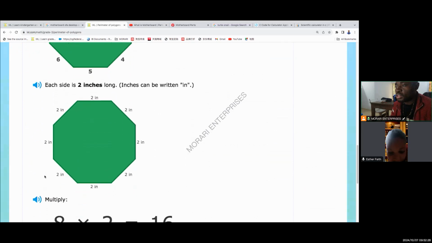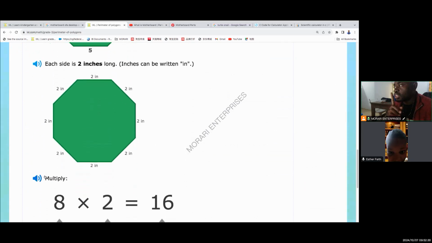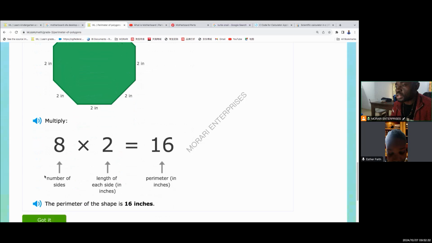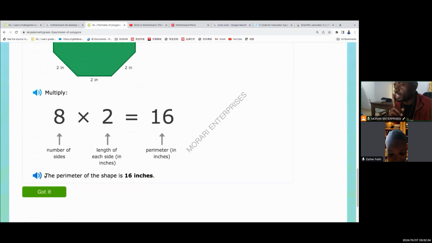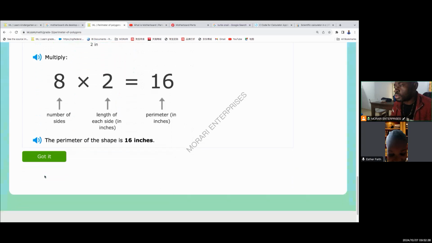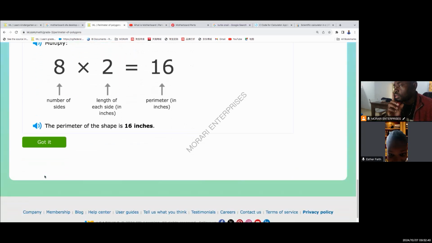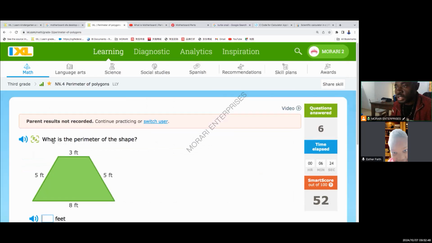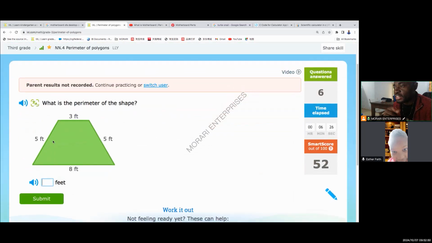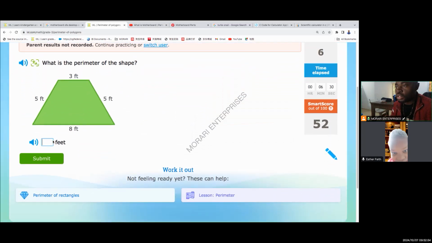And then each of the sides is 2 inches. 8 times 2, number of sides times 2. Like you see how you learn how to think better than to just do what you did there. You were doing those lines there, but you were not numbering them. The best thing is to number. Let's go.